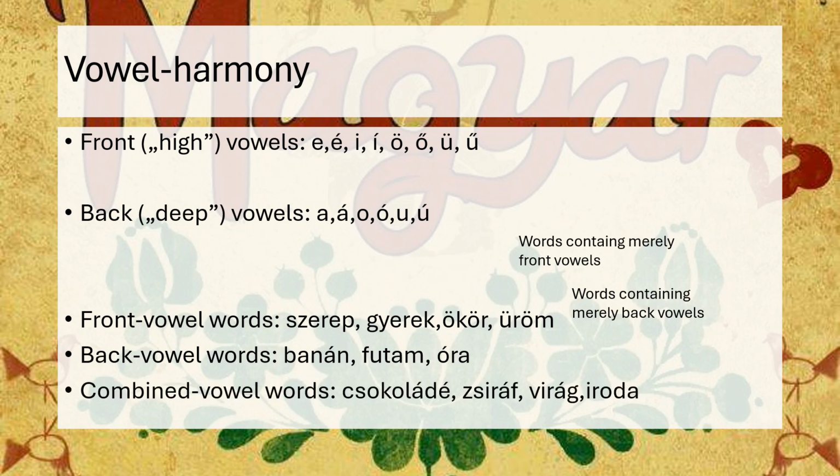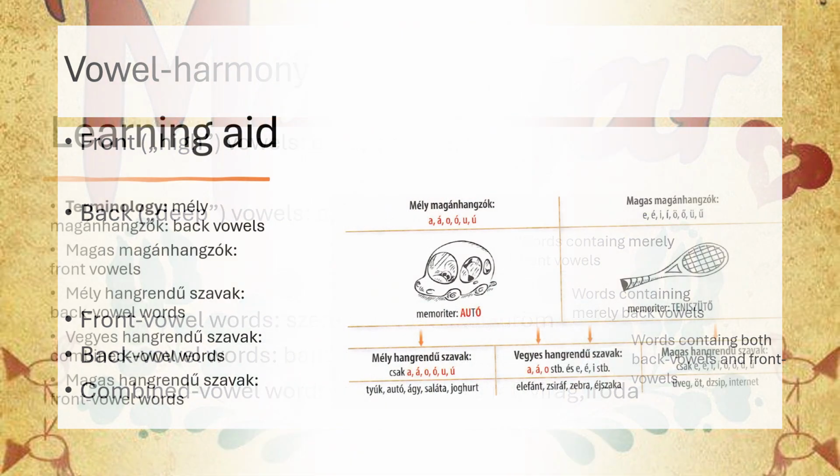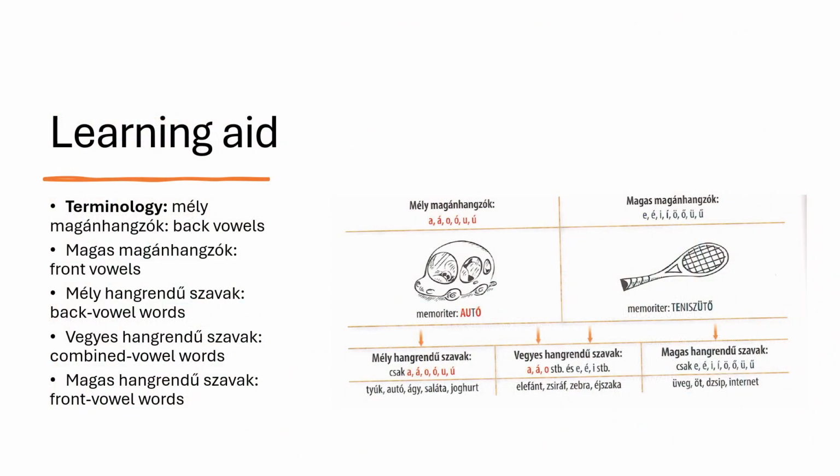Of course, there are words that may embrace both back and front vowels like csokoládé, zsiráf, virág, or iroda. The words teniszütő and autó can serve as an outstanding learning aid, since the word teniszütő contains the most front vowels and the word autó includes the typical back vowels.